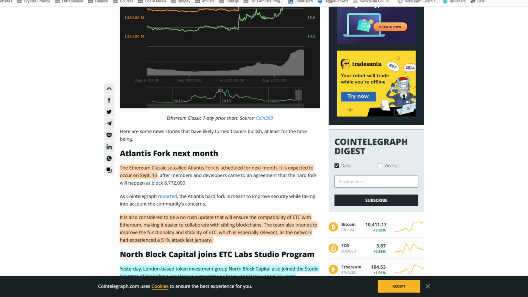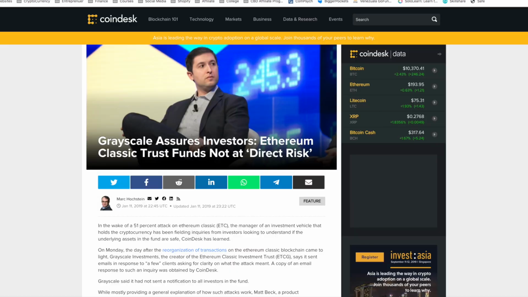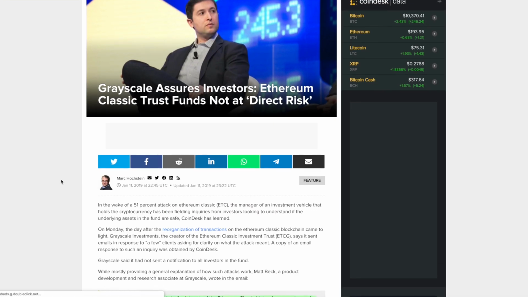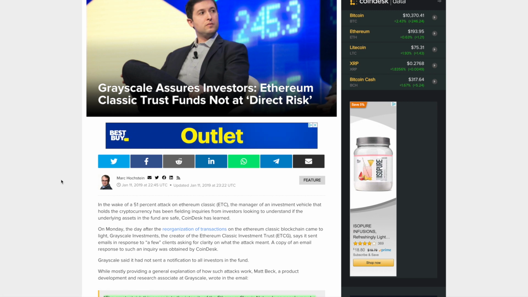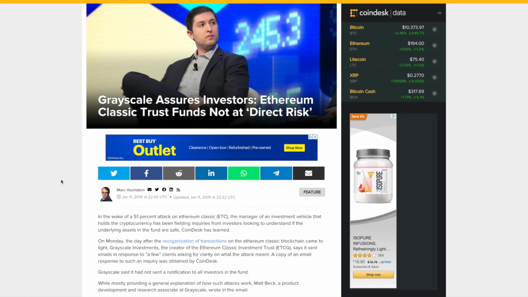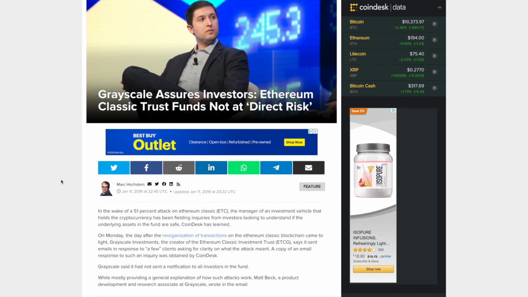Now I searched online, and I'm sure those of you who are following the money right now know that institutions are getting prepared for cryptocurrency, right? We've got Bakkt coming next month. Grayscale is actually one of the biggest institutional players with cryptocurrency, and Grayscale offers an Ethereum Classic trust to their clients. This is the news that they reported in the wake of that 51% attack.